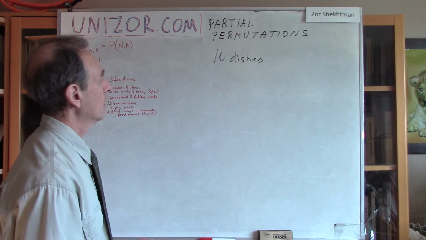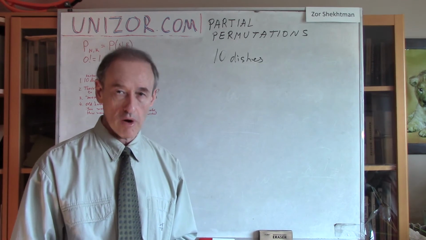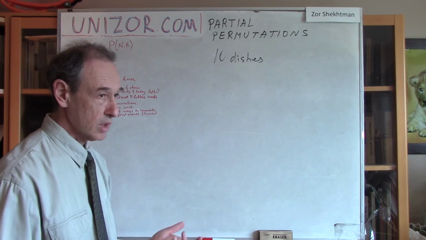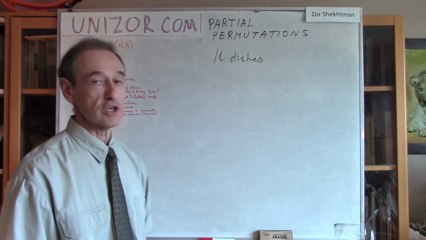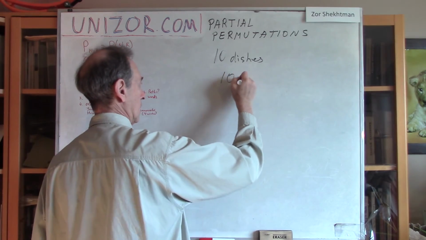3-course meal. Well, this is a typical problem of partial permutations, because for the first dish you have 10 choices, right?